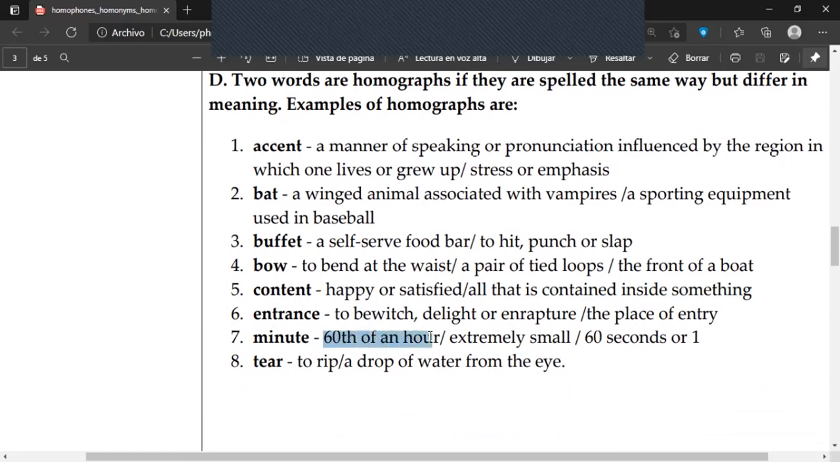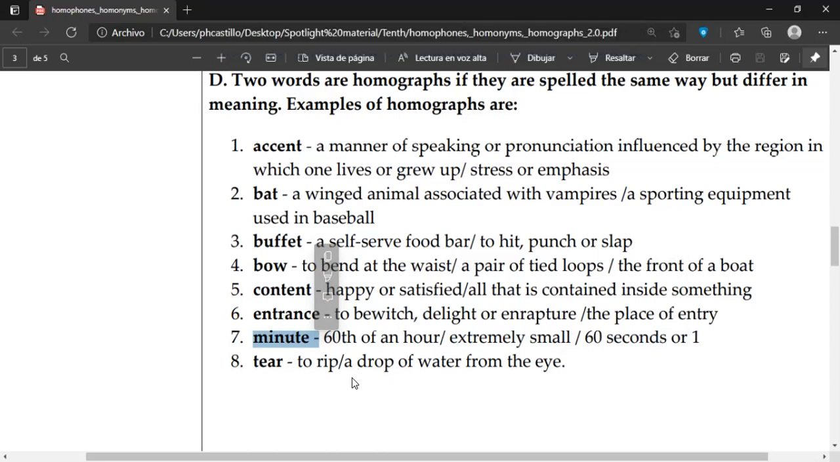The 6th of an hour. So extremely small. When something is extremely small, it is minute. 60 seconds, or 1, is a minute. Another minute is every time that you have a meeting. When you have a meeting, you record all the minutes that you had during the meeting. So in those minutes, you write the notes, the most important points that you discussed in your meeting.